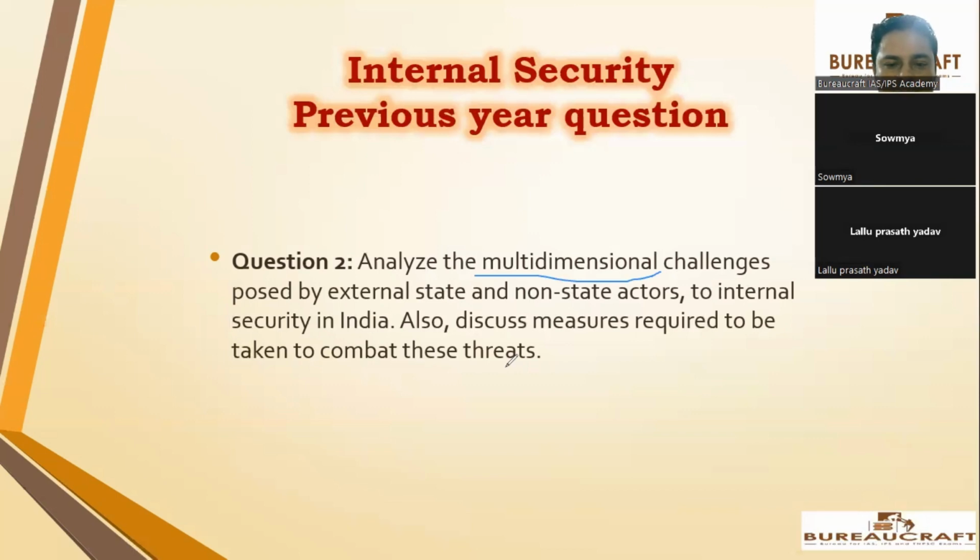Okay, value addition, how you can give by citing current examples. Okay, multi-dimensional means political dimension, economic dimension, security dimension, development dimension. Okay, political stability dimension. Okay, because of external actors and state actors, there may be political instability. Right to life. Okay, right to get social security. So all those areas you have to include.